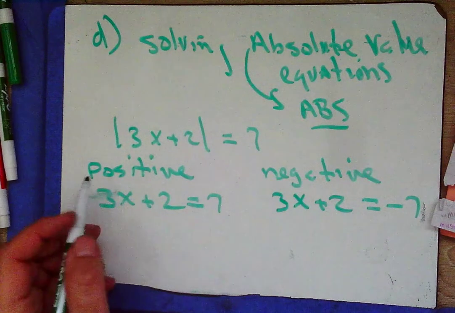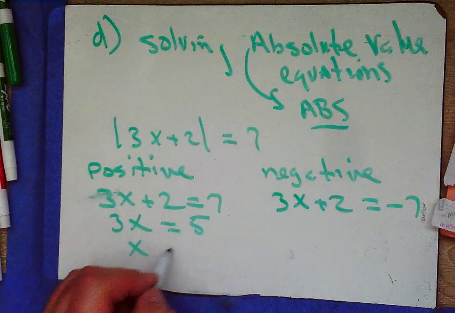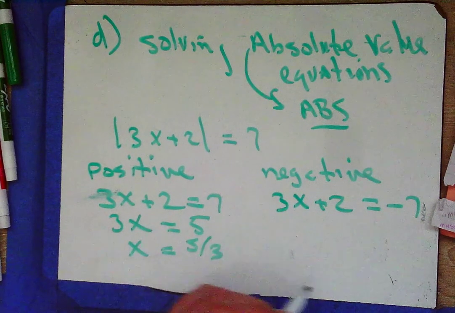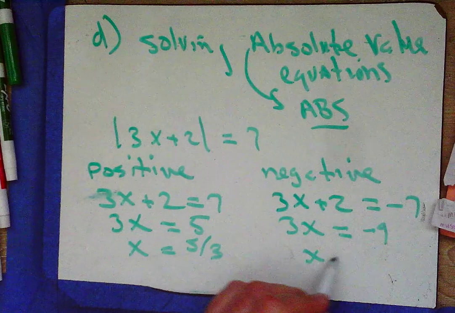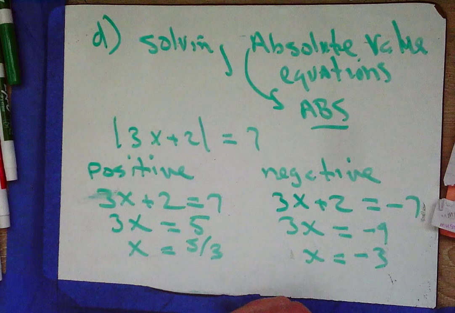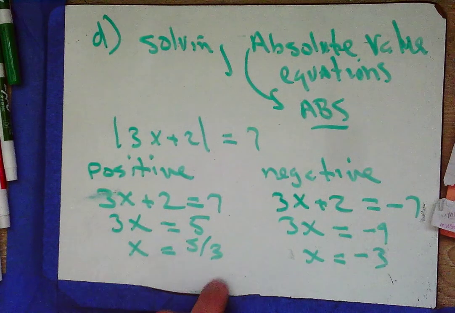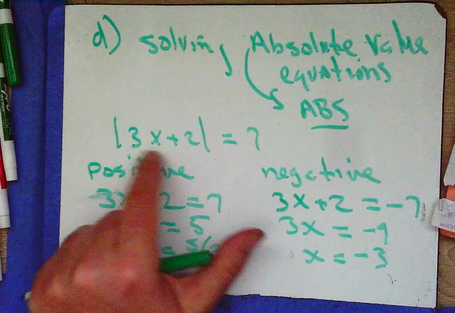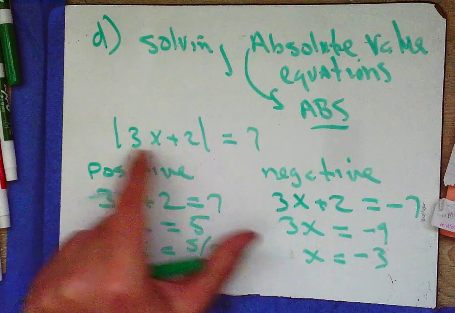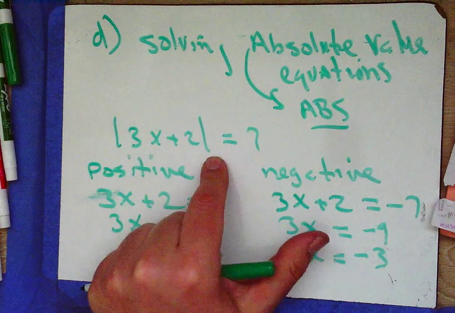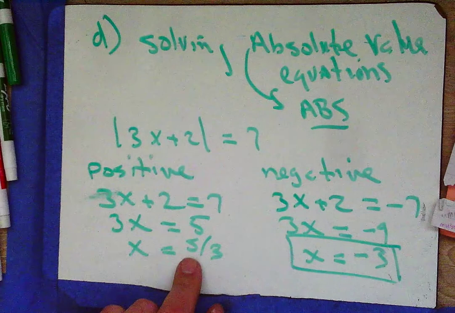Okay, so now let's solve each of these equations. 3x = 5, x = 5/3. And over here, 3x = -9, x = -3. All right, so is this good? Well, let's see. Negative 3 times 3 is negative 9. Negative 9 plus 2 is negative 7. The absolute value of negative 7 is 7. That worked great. How about 5/3?